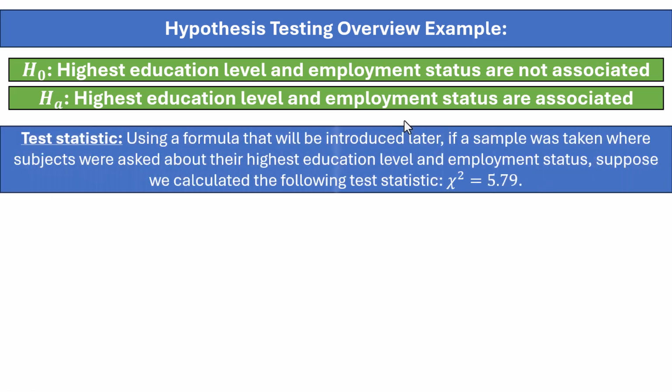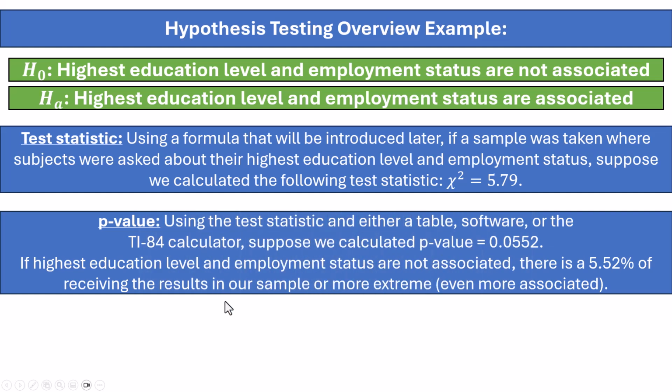So what we would do is, in this type of problem, you would have a table of information, and from that table, you would have to calculate what is called the test statistic. And it turns out in this case, the test statistic is a chi-square value. Let's just say it's 5.79, right? So you would take this information that you would gather from a sample, plug it into a formula, and that would spit out this chi-square value of 5.79. And that would be our test statistic.